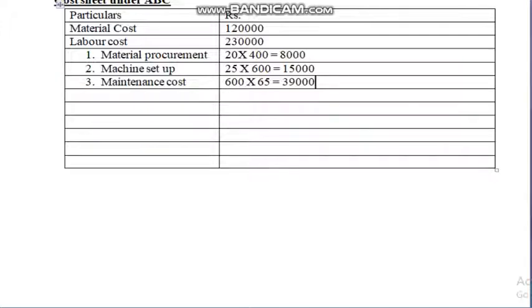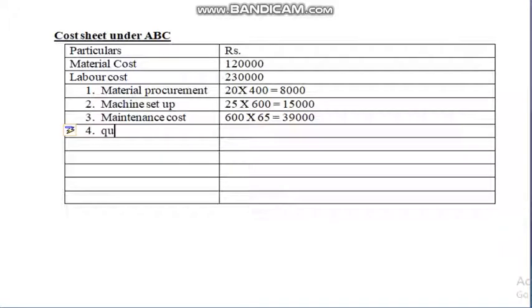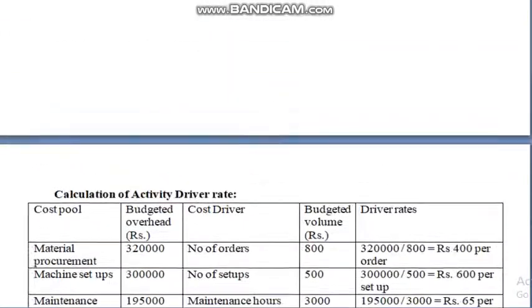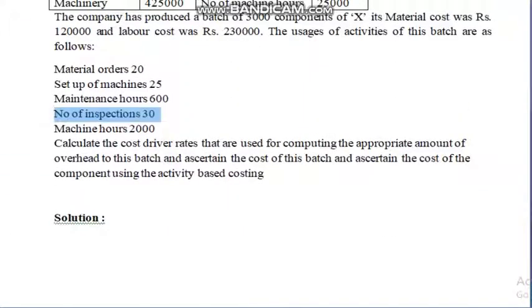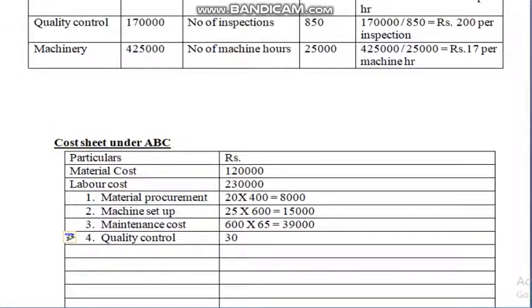The next one, the fourth one, quality control. Quality control is based on the number of inspections. Here the number of inspections is 30. So 30 multiplied by the cost per inspection, which is 200. So 30 multiplied by 200 equals 6,000. So the cost of quality control is over.